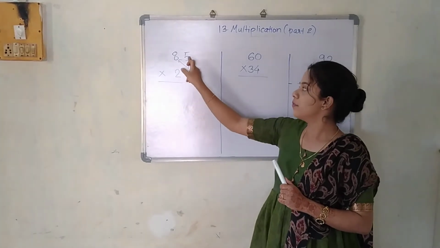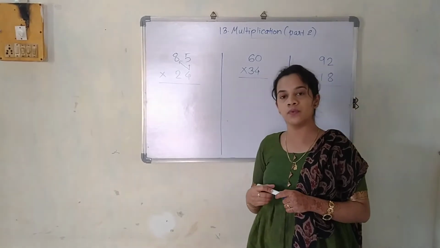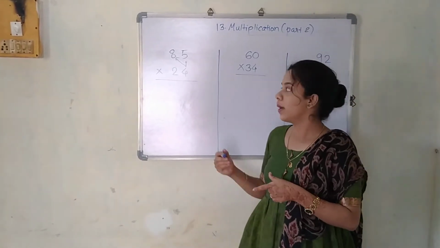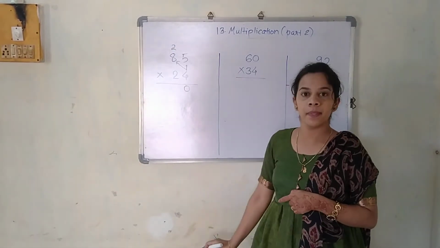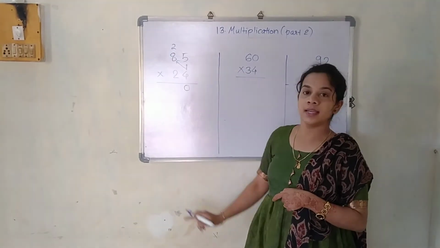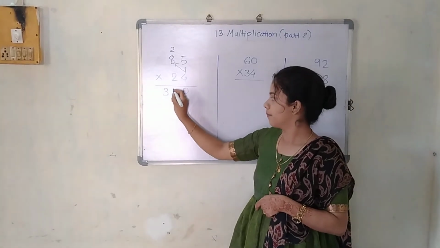Okay. So 4 5s are how much? 4 1s are 4, 4 2s are 8, 4 3s are 12, 4 4s are 16, 4 5s are 20. So 20, 0 will be here, 2 will be carried. 4 8s are 32, and 32 plus 2 is 34.